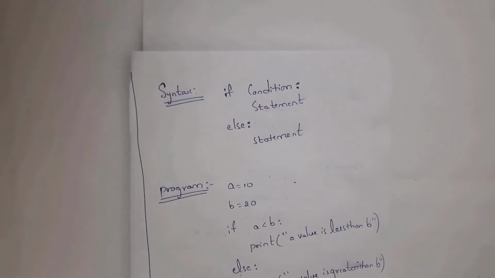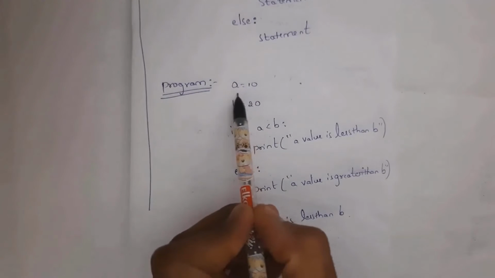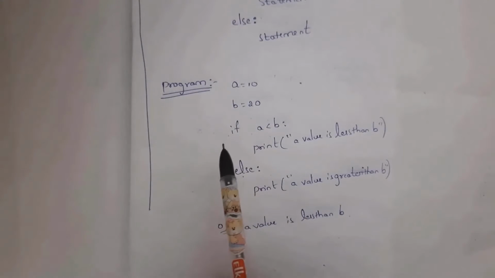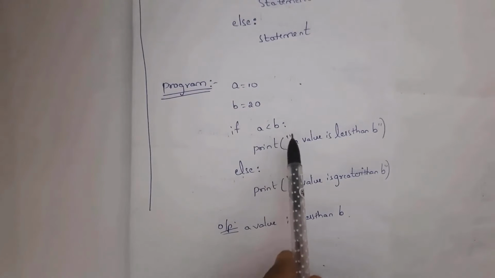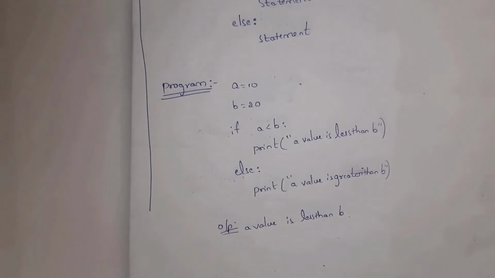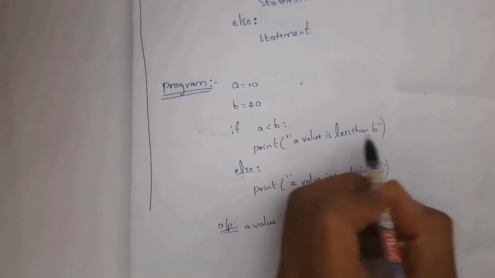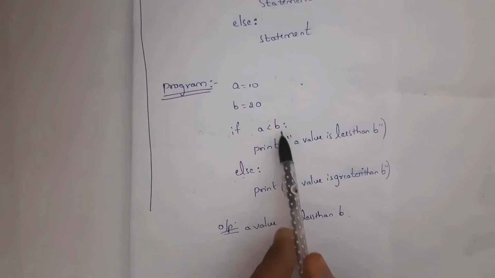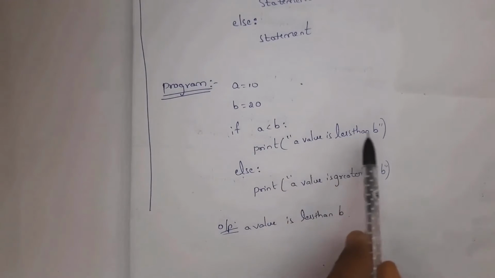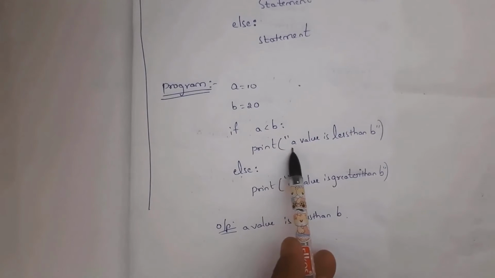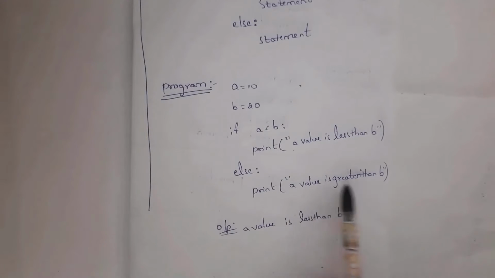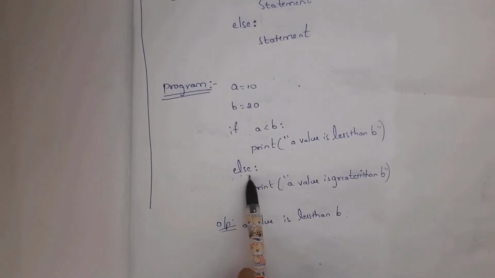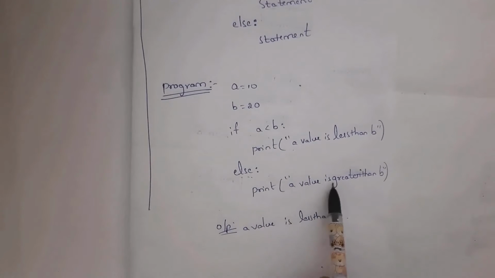This is the program for the if else statement. Here I gave a value as 10 and b value as 20. And I gave the condition, that is a less than b, and gave colon. Inside if I wrote the statement, that is print a value is less than b. If a value is less than b, I should get the output a value is less than b. Else, if this condition is false, I should get the output a value is greater than b. So I wrote here else. Inside else I wrote print a value is greater than b.